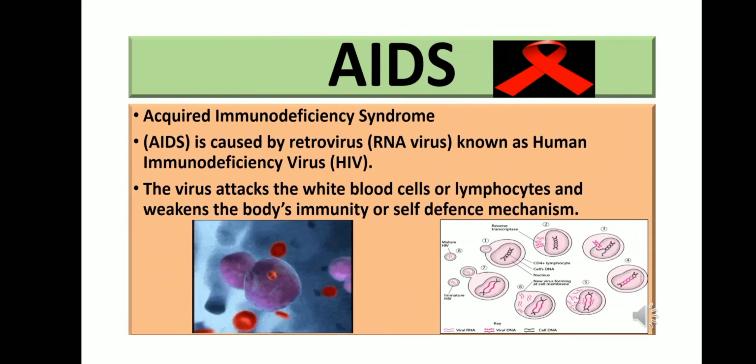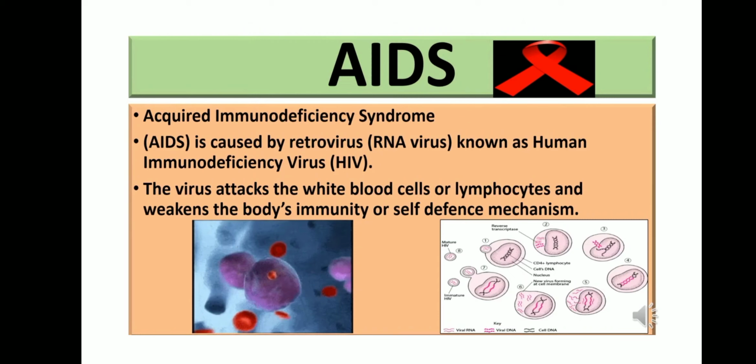And next, AIDS. So far we discussed the sexually transmitted diseases: gonorrhea, genital wart, genital herpes, syphilis, etc. Now we are going to see about AIDS. This also comes under sexually transmitted disease. The full form of AIDS is acquired immunodeficiency syndrome. That means immunity power will be completely reduced because of the virus. That's why it's named acquired immunodeficiency syndrome.